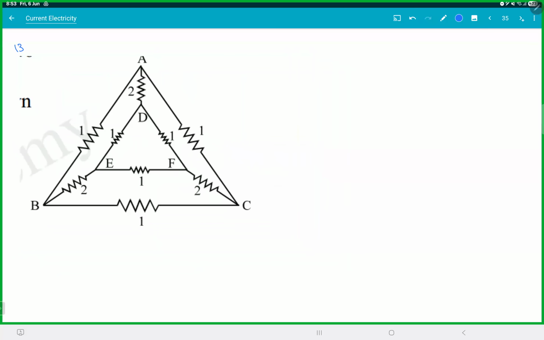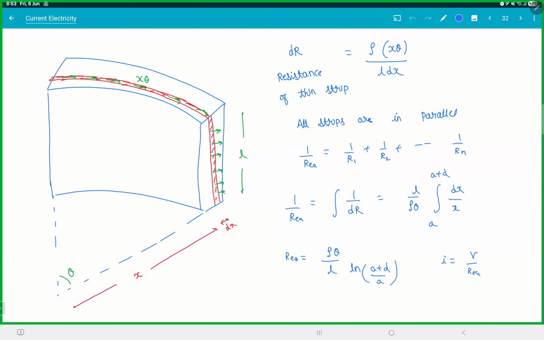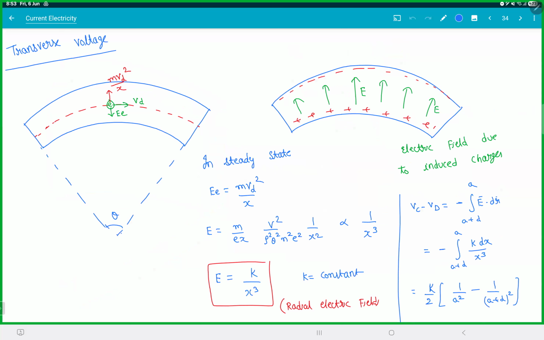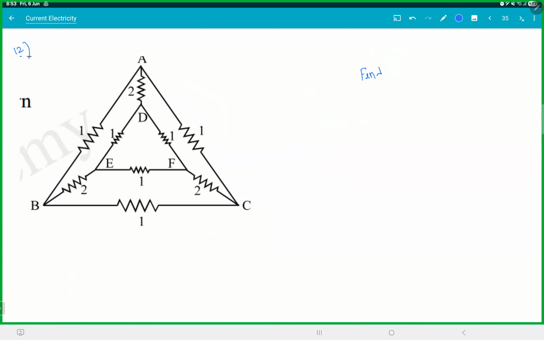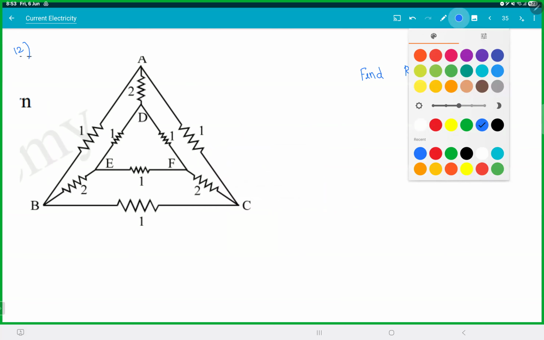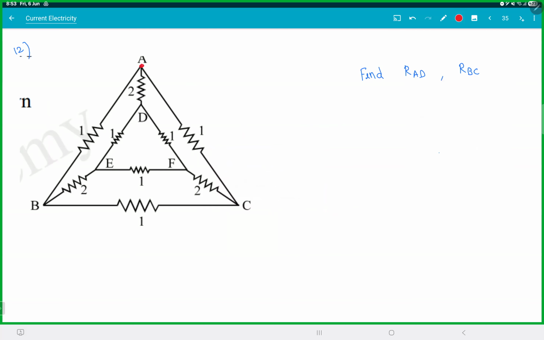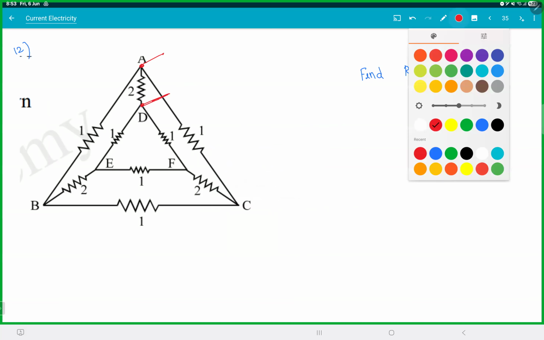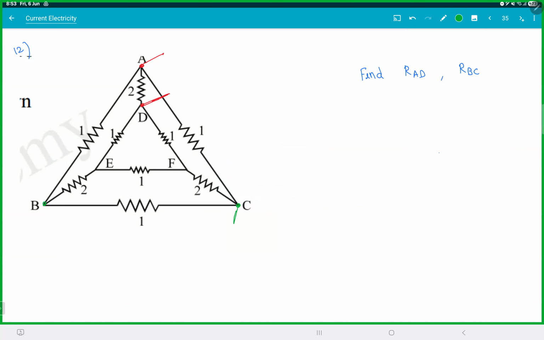Let's get this. Find RAD. Find the resistance between AD and find the resistance between BC. So A and D are these 2 points. These are A and D. These are B and C. 2 different questions. If you put the battery between A and D, find the resistance. If you put the battery between B and C, find the resistance. Values are given 1, 1, 2, and all are not equal. You got 1.5 minutes for each.